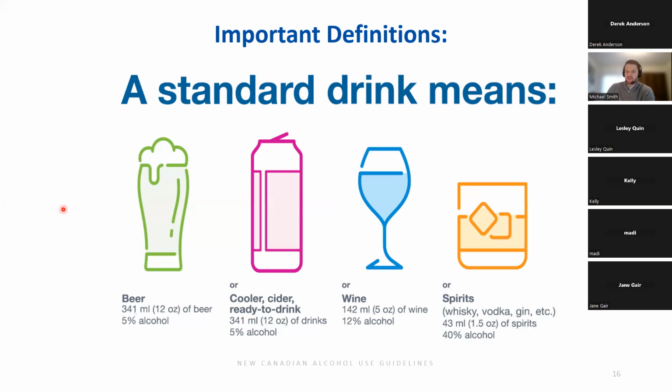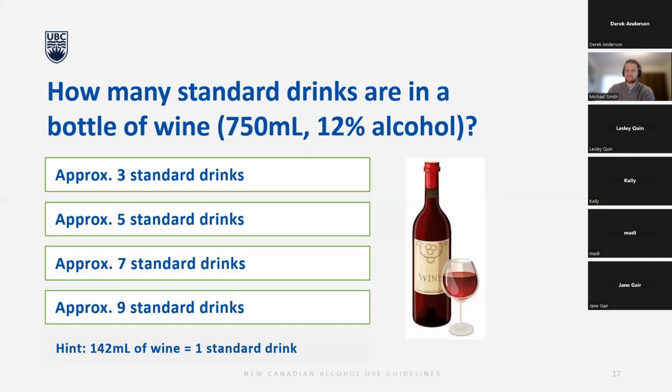So to assess your knowledge and to check that you're all still with me this morning, we have a couple of quiz questions to try things out. I'd like to ask you all this first question. I'm just going to pull it up as a poll so you can answer on Zoom. Hopefully you can see that there now. I'd like you to answer how many standard drinks are in a bottle of wine. A whole bottle being 750 milliliters. Is it approximately 3 standard drinks, 5, 7, or 9? I'll give you about 15 more seconds to answer that.